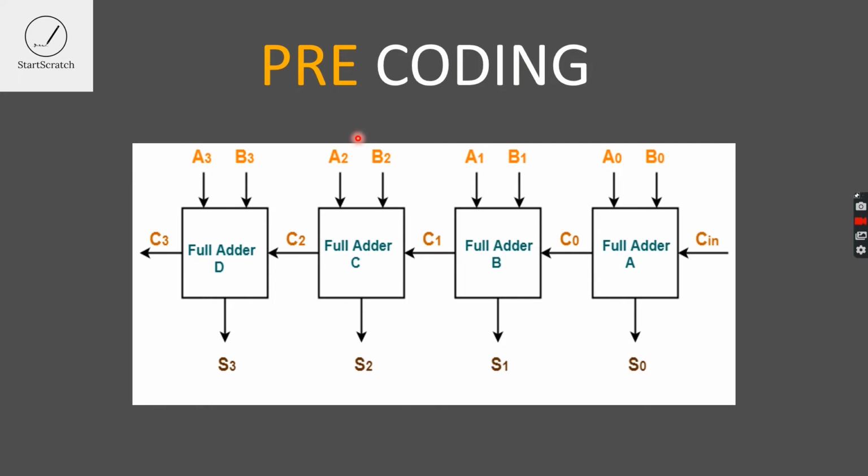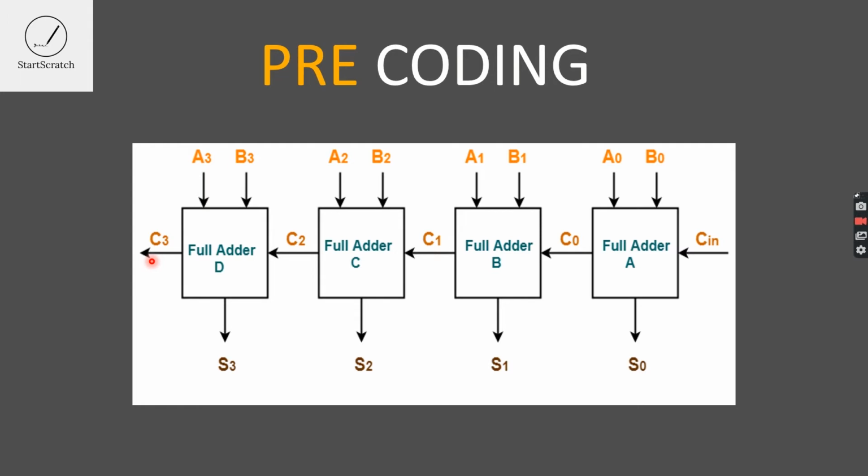In the pre-coding part, you will be seeing the circuit diagram of the ripple adder, in which you will find 4 full adders, that is full adder A, B, C and D. For each of the full adders, you will be getting 3 inputs and 2 outputs. And for the first 3 full adders, you will be driving one of the outputs as an input for the successive full adders, and you will be getting 5 outputs for the ripple adder, that is S0, S1, S2, S3 and C3.